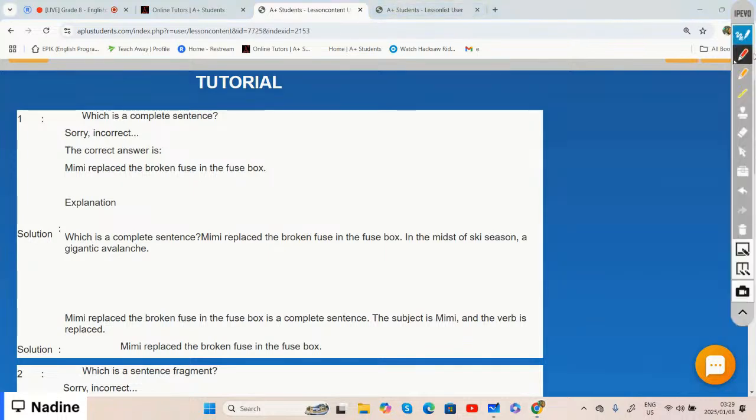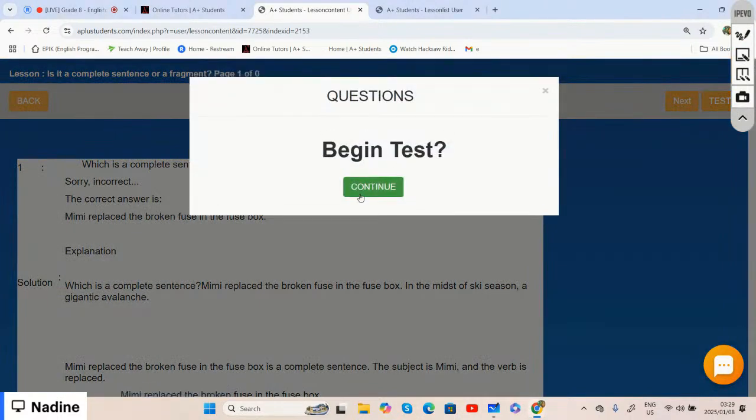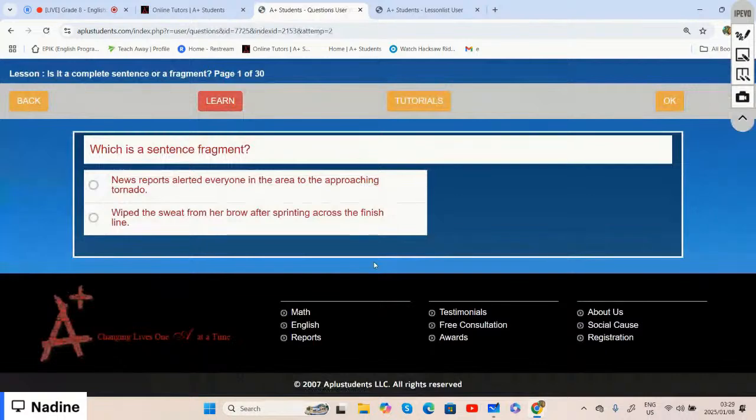All right, so now let's go to our test. We're now going to say whether it is a complete sentence or a fragment. So now look at the sentence. We need to say which one is a sentence fragment. And remember, a fragment is a sentence that is either missing a subject, or missing a verb, or missing a helping verb.